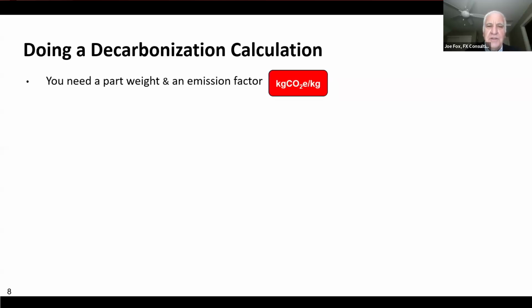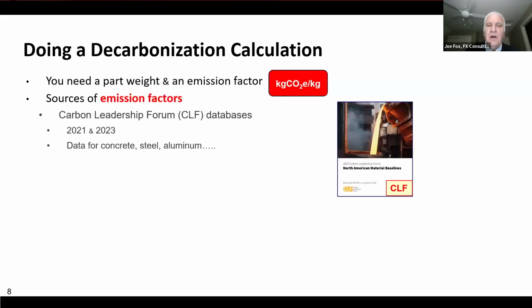So to do a decarbonization calculation, you need two things. You need a part weight and an emission factor. And the most common one you'll see in this talk is kilograms of CO2 equivalents per kilogram. There are many different sources of emission factors, and I'm going to use all of them in today's presentation. They come from the Carbon Leadership Forum, or the CLF databases that have been published in 2021 and 2023 and give you data for materials like concrete, steel, and aluminum.